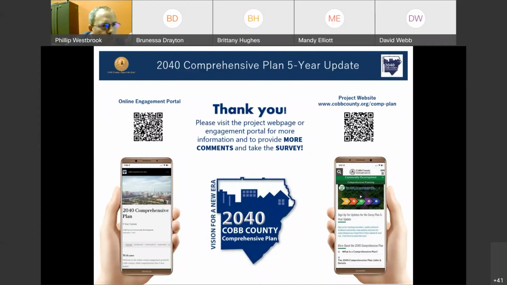And I believe Brittany will actually enter those websites into our chat so that you can just quickly click on them if you want to follow along. But one last exercise that we have before we end our meeting is Brad Gordon is going to take us through a demonstration of our engagement portal and our community input application. And you are more than welcome to move along with him and actually conduct the process of providing input.